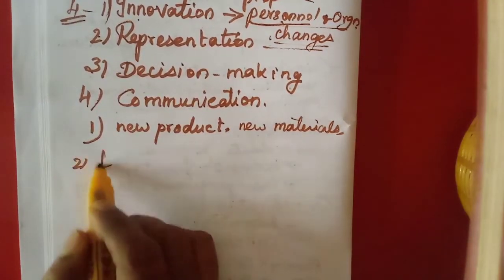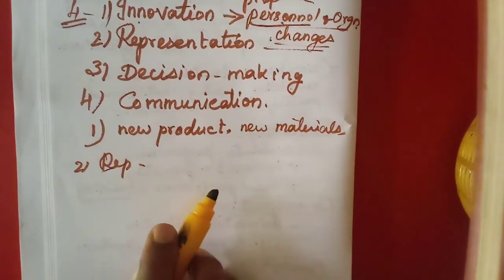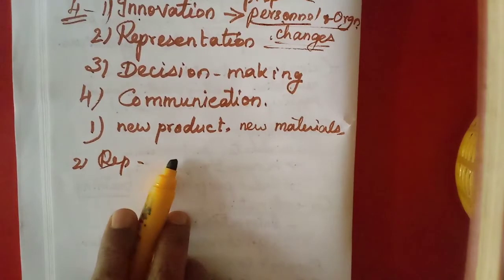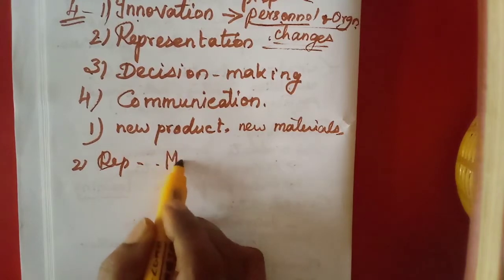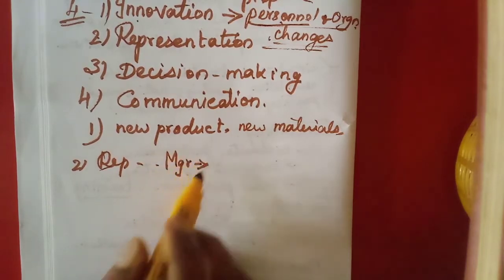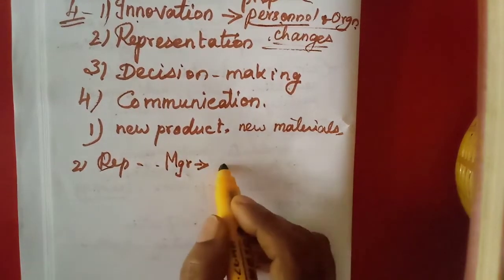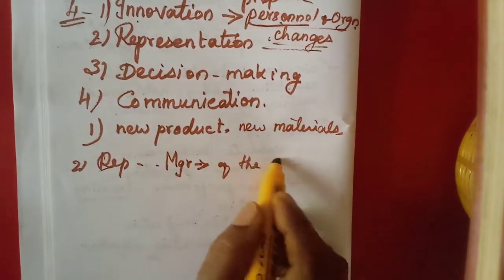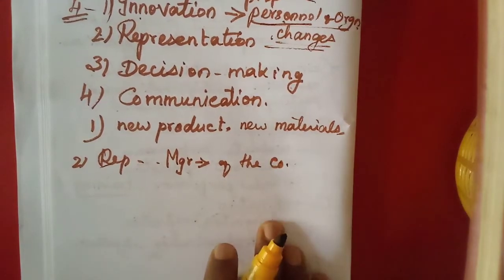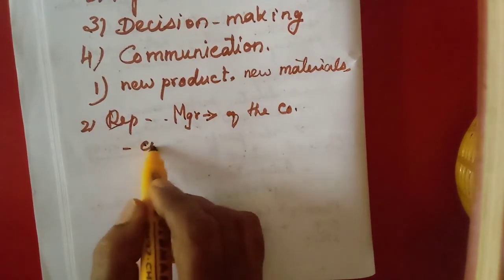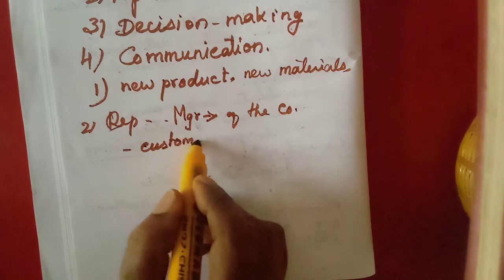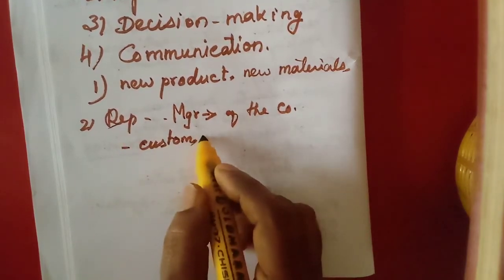The second one is representation. What is representation? We know that in the class we call one person the representative, isn't it? That means that person represents the whole class. In the same way, here the management or the manager represents the company. He is the representative of the business or the company as a whole, because he has many dealings with whom? With the customers mainly, isn't it? The customers.